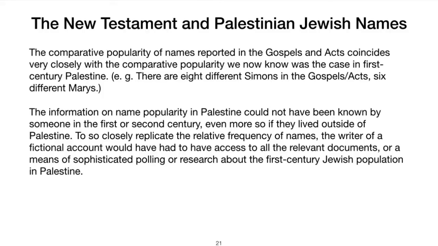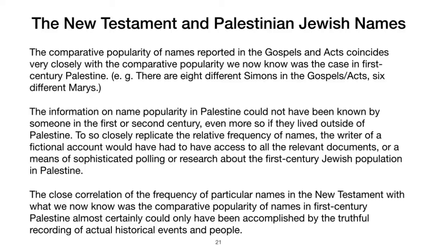And so what's striking about this is this information that we have now about the Gospels and the relative popularity of the names in the Gospels. There's no way anybody in the first, second, or third century could have known that about first century Palestine. They didn't have what we have. They didn't have birth certificates. They didn't have computers. They didn't have file cabinets full of the birth records of all these people and the naming.